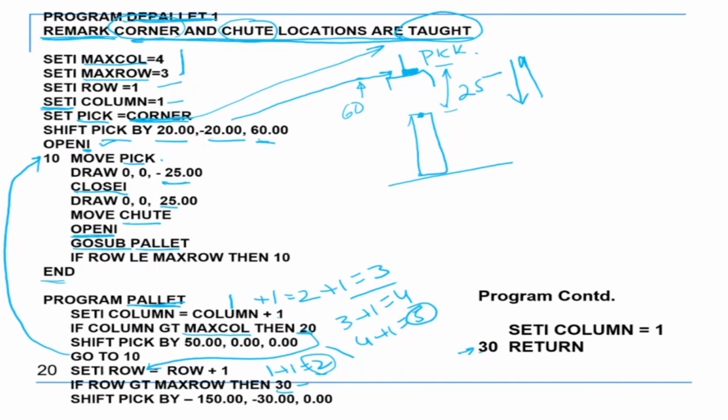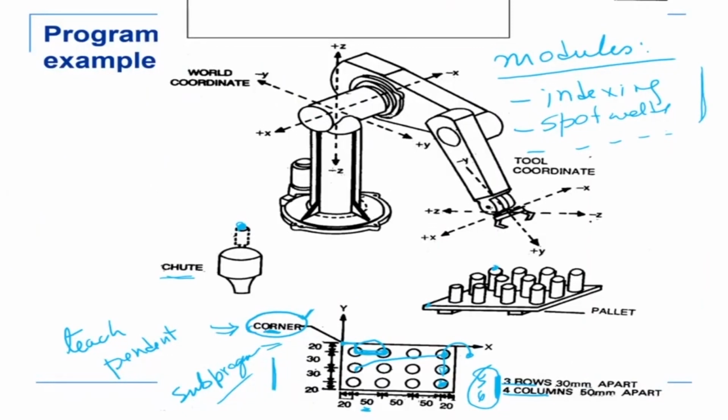Now if it is not, then it will shift pick by minus 150, minus 30, 0. What is minus 150? From here it is shifting by minus 150, which means minus 150 is 50, 50, 50.